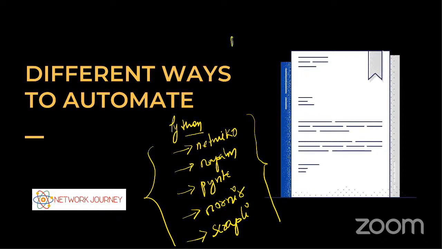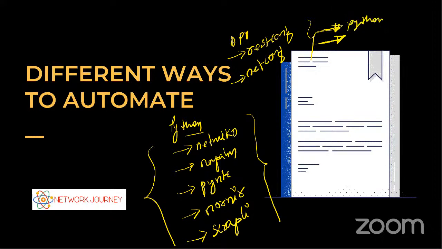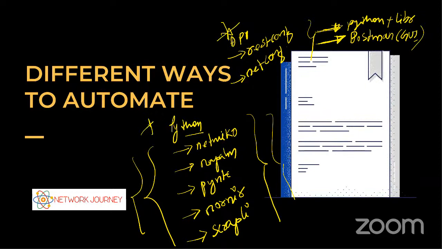And then we will go towards the API method, where we will discuss the RESTCONF API method. We have NETCONF. API automation can be done in two methods. One is via Python plus its library, that is from this list, or you can use some tools like Postman, which is more like a graphical method. So you will see both of these approaches in this course.